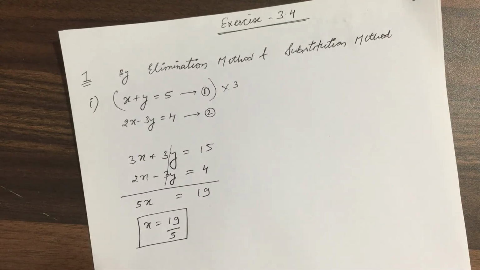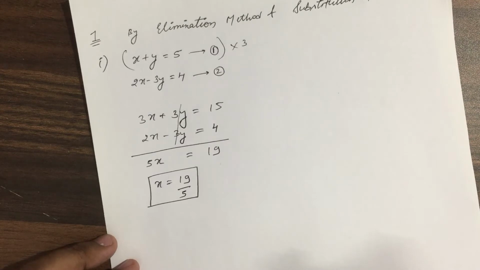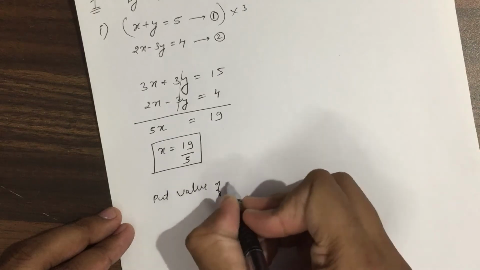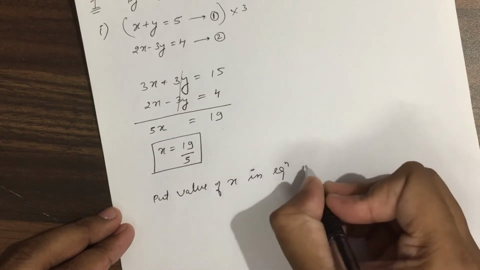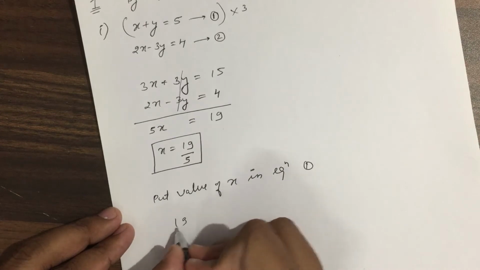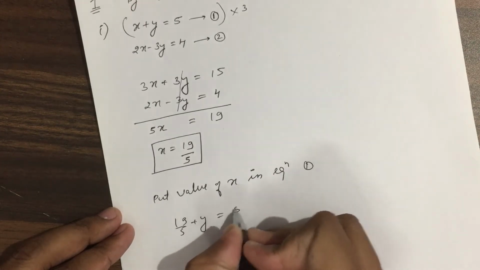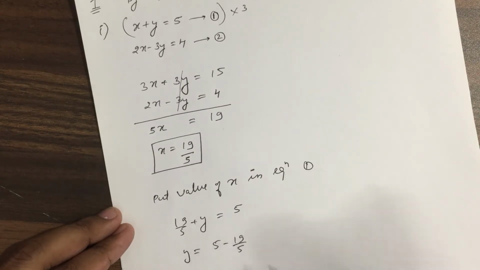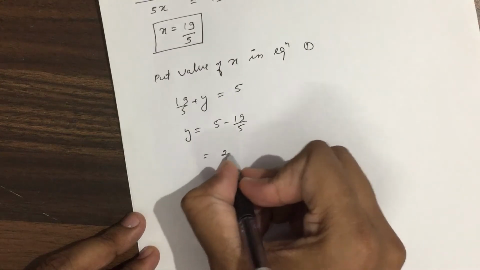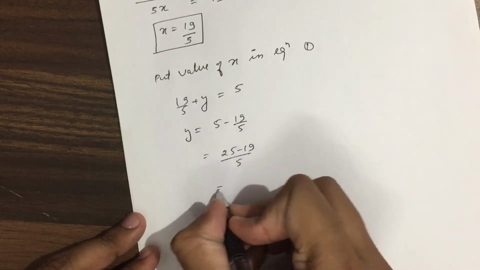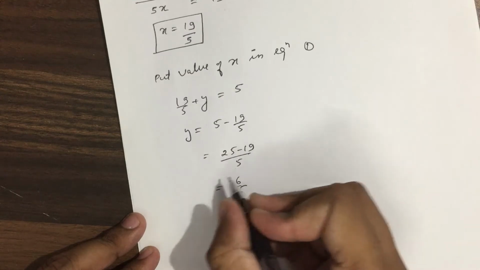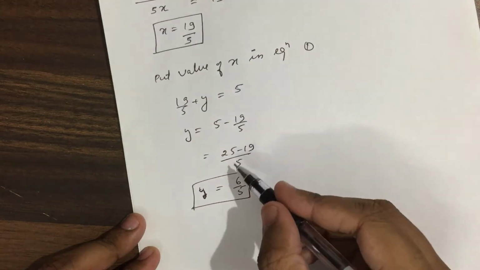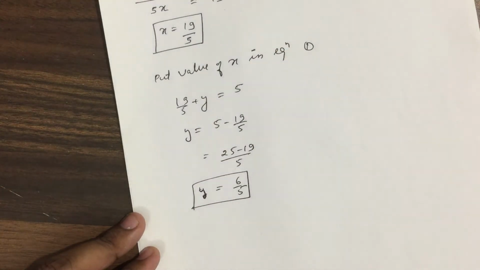Now what you have to do? You have to find the value of y. So put the value of x in any of the above equations. So put the value of x in equation 1. So 19 by 5 plus y equal to 5. This will give you y equal to 5 minus 19 by 5. This will give you 25 minus 19 by 5. This will give you y equal to 6 by 5. So x is equal to 19 by 5 and y equal to 6 by 5 is your solution.